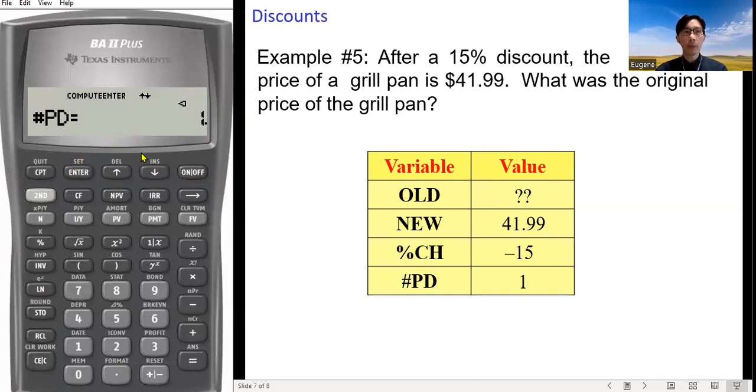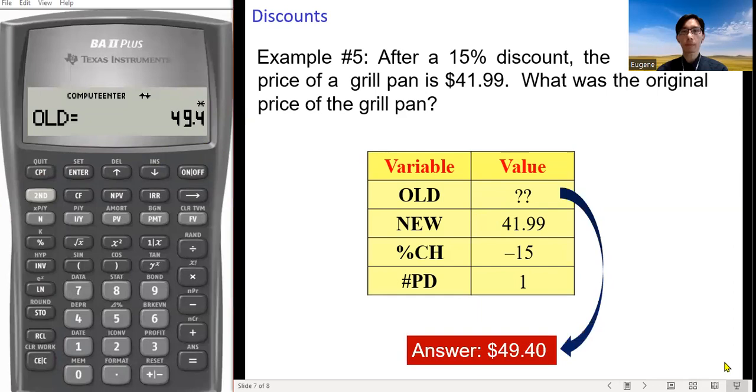Get back to the variable O. Press the CPT button to compute the answer. The original price is $49.40.